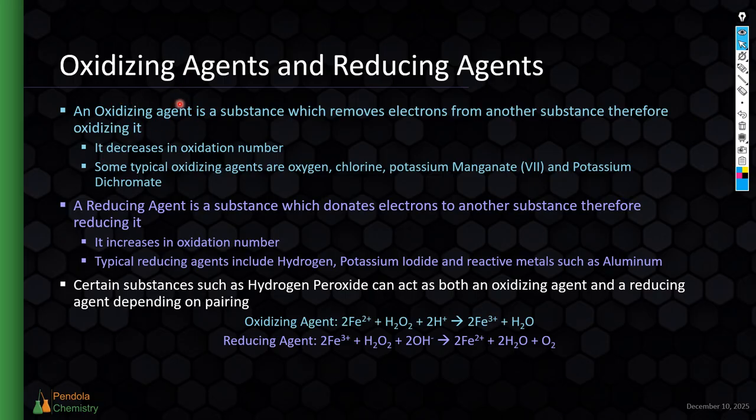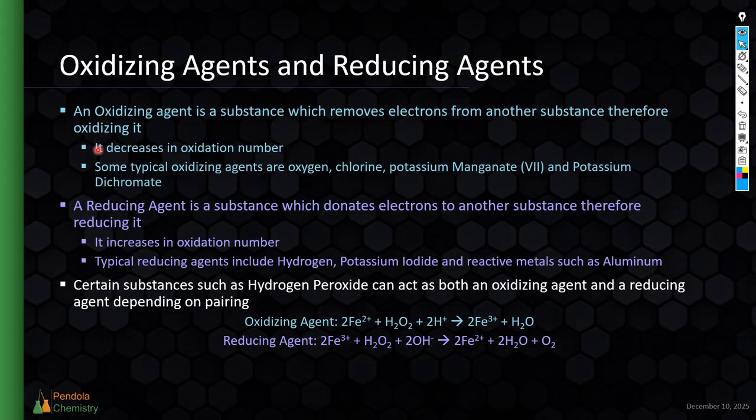An oxidizing agent is a substance which removes electrons from another substance, therefore oxidizing that other substance. Essentially, an oxidizing agent removes electrons by gaining those electrons, by adding electrons to itself, meaning that it is going to decrease in oxidation number itself. Some typical oxidizing agents are oxygen, chlorine, potassium permanganate, or potassium manganate 7 being the Cambridge term, and potassium dichromate. These are things that themselves get reduced.